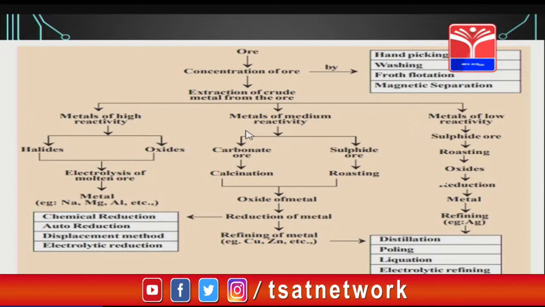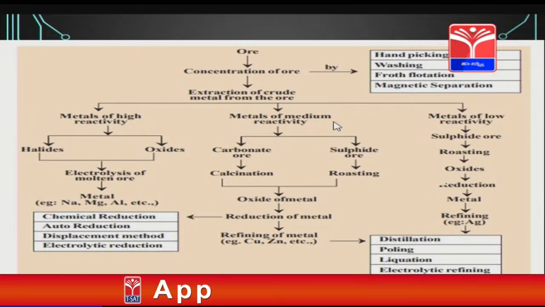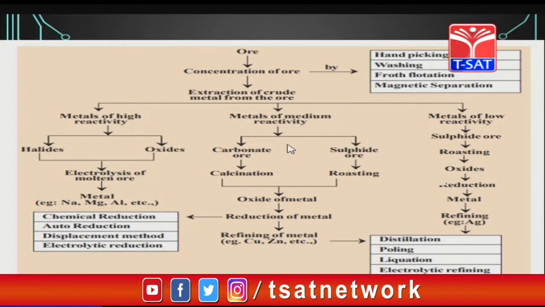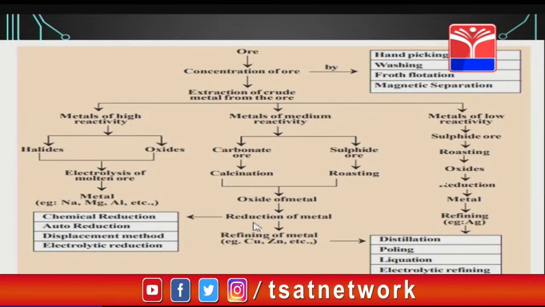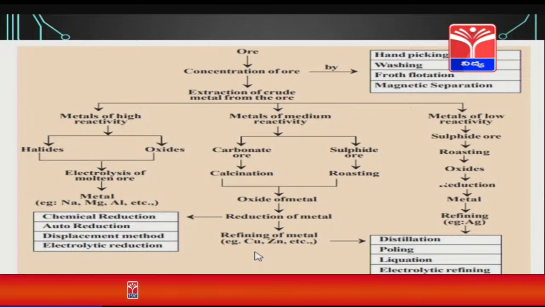Now, children, metals of medium reactivity react with carbonate ion and form carbonate ore and sulphide ore. Then what are the different processes from which you can extract the metal profitably? Calcination and roasting. By calcination and roasting, you can convert carbonate ore into oxide, or sulphide ore into oxide, and from this oxide of the metal you can again reduce it and get the metal profitably.